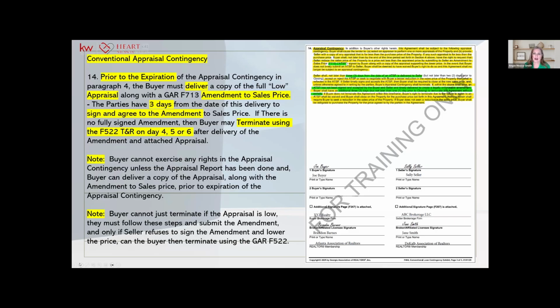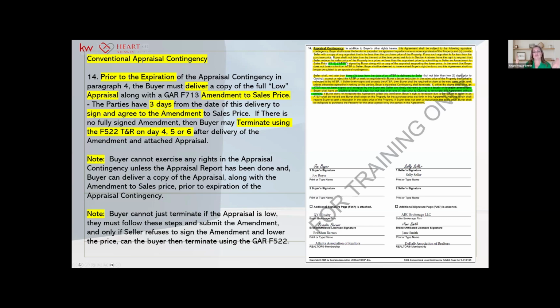So in this case, it says that prior to the expiration of the appraisal contingency, if it appraises low, the buyer has two things they have to do. They have to not only provide the seller with a copy of the low appraisal, that's non-negotiable, a full copy of the full low appraisal, but they also have to provide the seller with the F713 amendment to sales price form. And the lowest amount, you can always agree that you'll cover more money, but my advice is just put the appraised value in there.